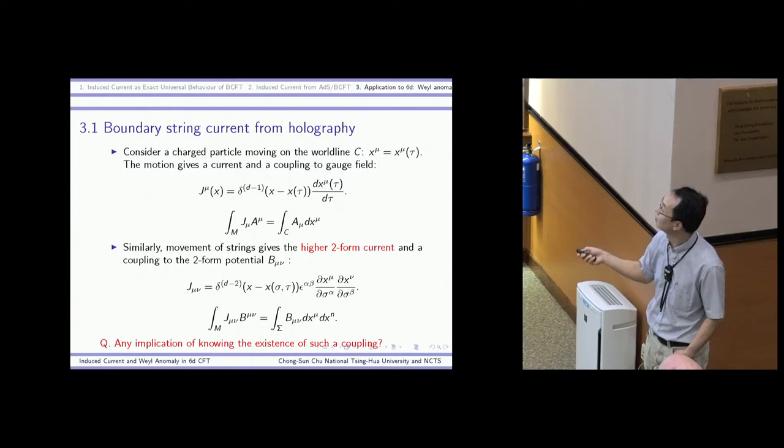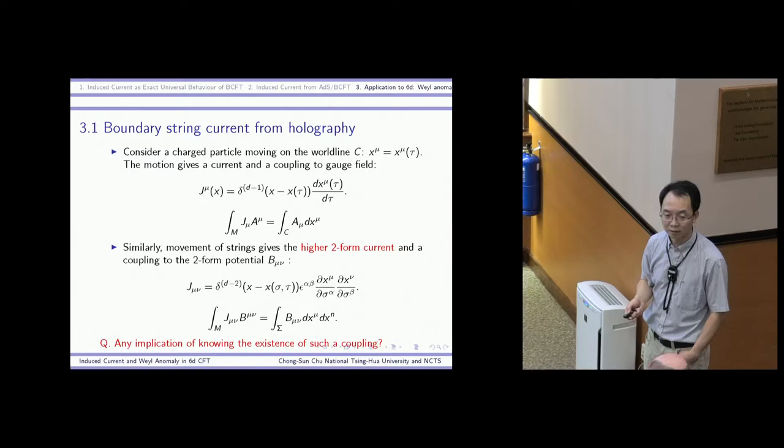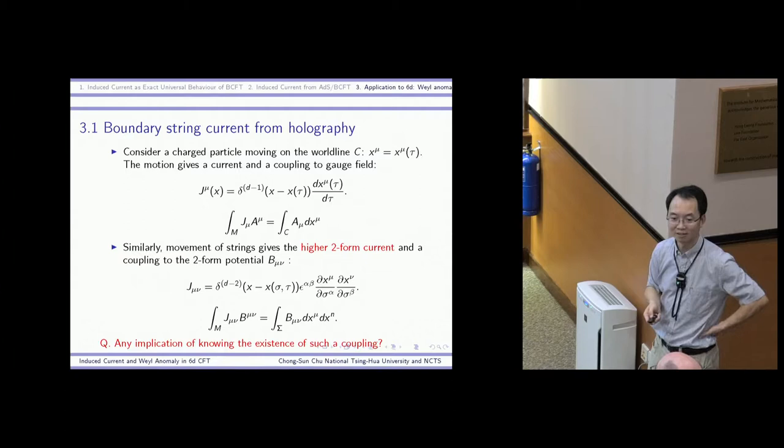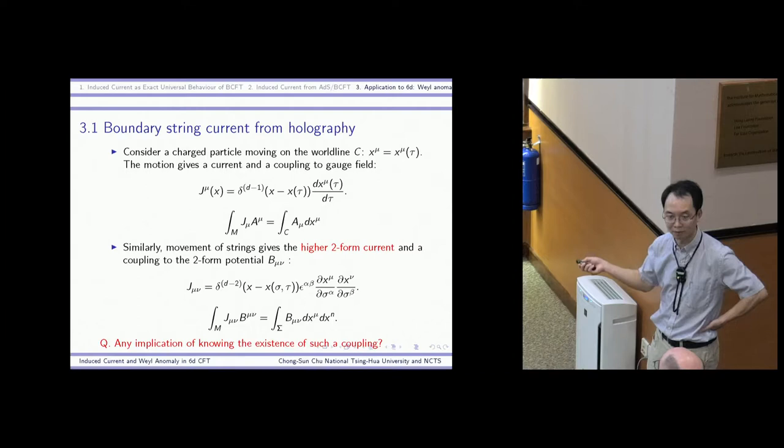You mean this B mu nu coupling? Yeah. So that we know. Yeah. Now, if we do the self-dual string. No, I don't mean the string coupling. I mean the tensor multiplet. For example, if you do the self-dual string, then you still expect that. I expect this coupling. I'm not saying there's no such coupling.